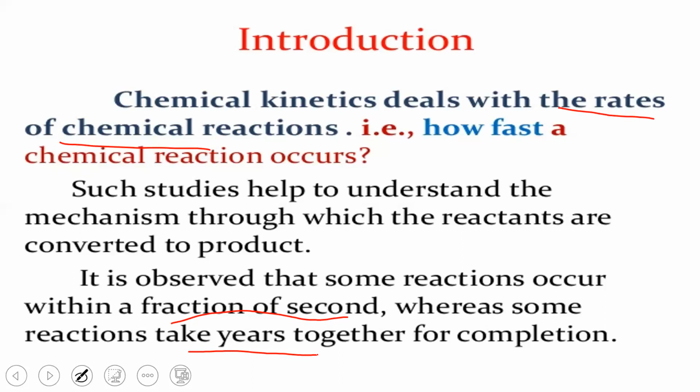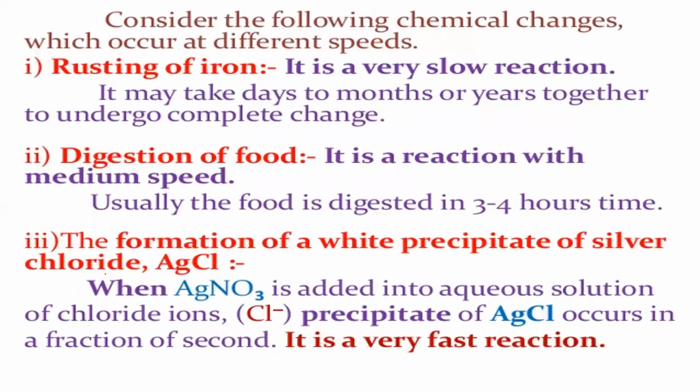That means in any reaction, within a limited time, they will give the products. Some give products in a fraction of a second, some other give the products in a year. So depending upon the speed of the reactions, majorly we can classify them into 3 types.